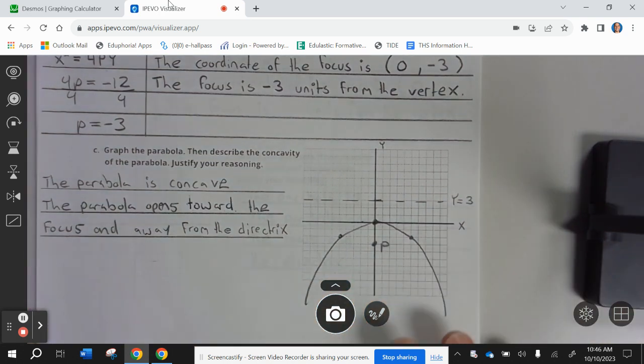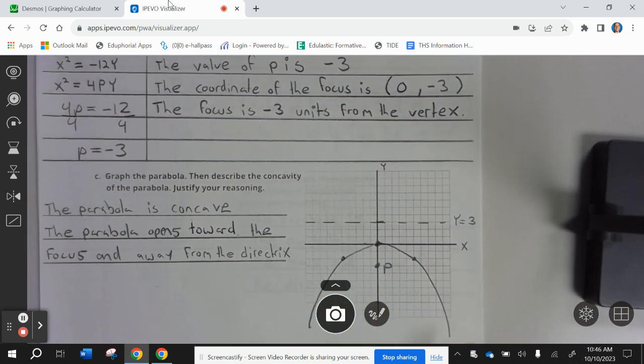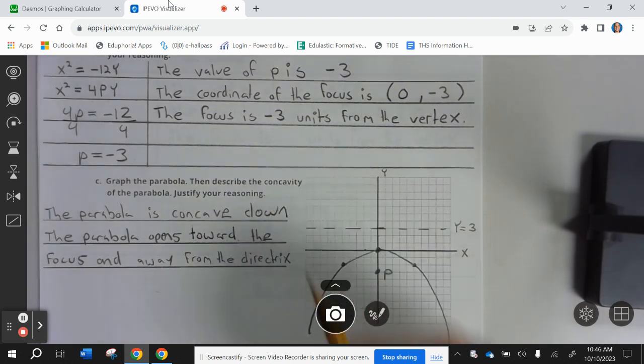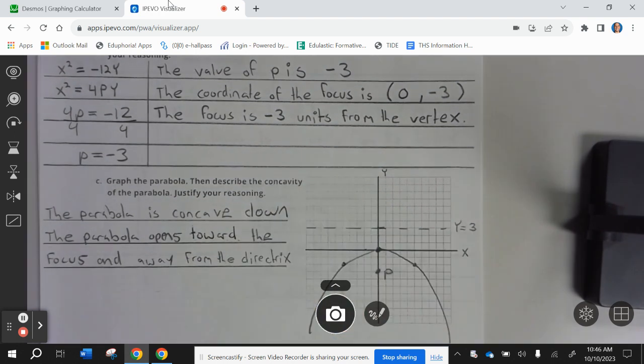The parabola is concave down. The parabola opens towards the focus and away from the directrix. All right, let's take a look at the next page.